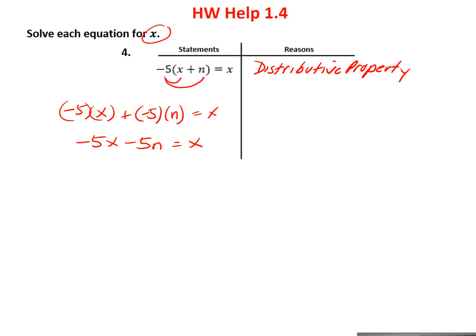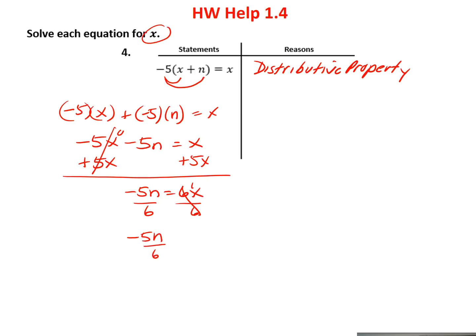Now we're solving for x, so we want the x by itself. So in this case, which is less, 1x or minus 5x? Minus 5x is the smaller one, so we're going to undo that. The opposite of subtracting 5x is adding 5x. So this is 0, and I get minus 5n equals 6x. And now we're solving for x, so to undo 6 times x, we divide by 6. And we get minus 5n divided by 6 equals x.